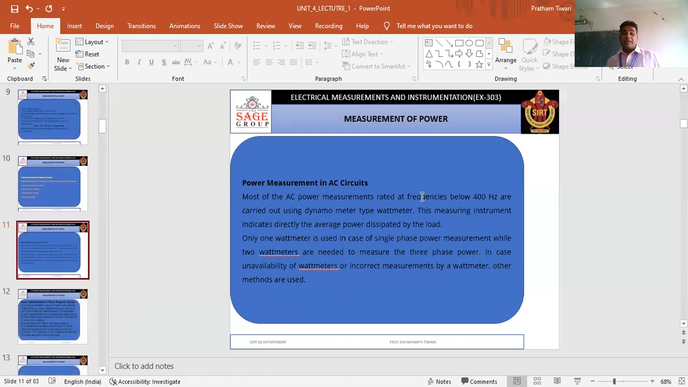Power measurement in AC circuit: most of the AC power measurements rated for a frequency below 400 Hz are carried out using a dynamometer type wattmeter. These measuring instruments indicate directly the average power dissipated by the load. Only one wattmeter is used in case of single phase power measurement, while two wattmeters are needed to measure the three-phase power. In case of unavailability of wattmeters, or incorrect measurement by wattmeter, other methods are used.